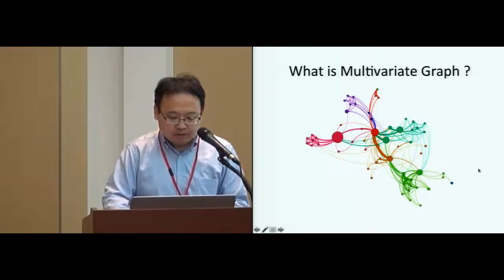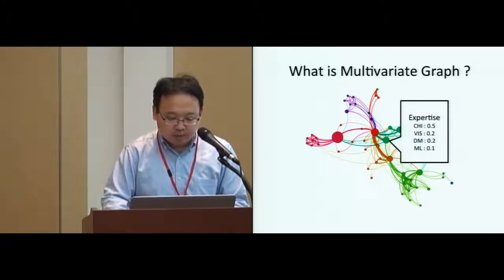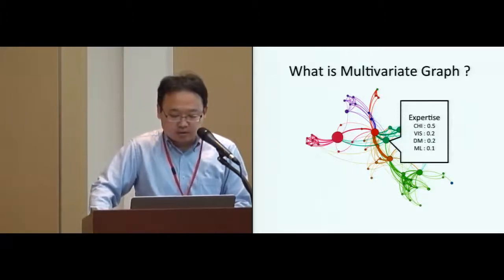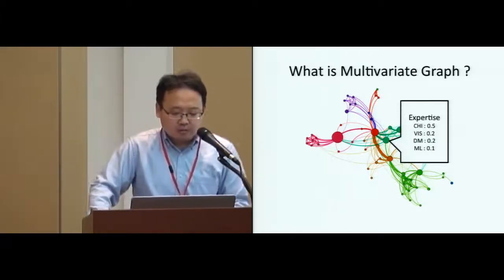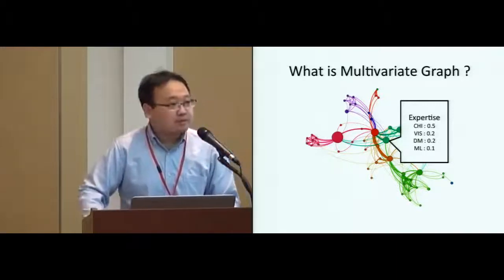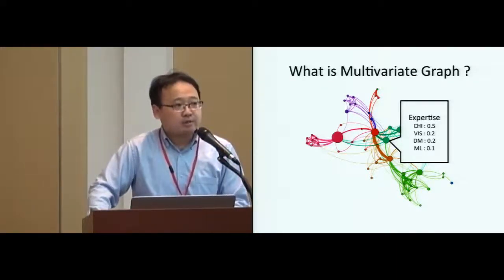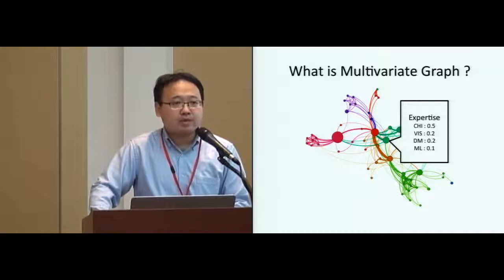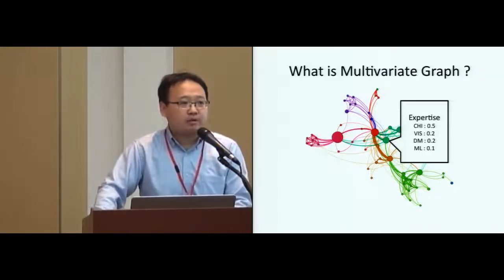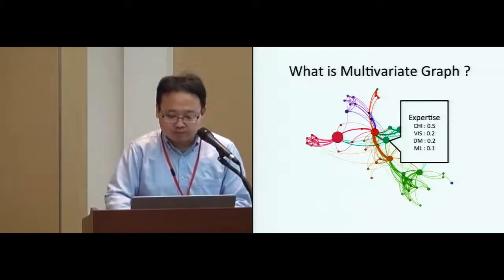So in the previous enterprise social network data, for example, the employees may have their own expertise described in a feature vector whose value indicates the user skills in different areas such as AI, visualization, and so on. So in this way, this graph data actually captures both the topology information as well as the node attribute information. So this kind of graph in the visualization area is called a multivariate graph.